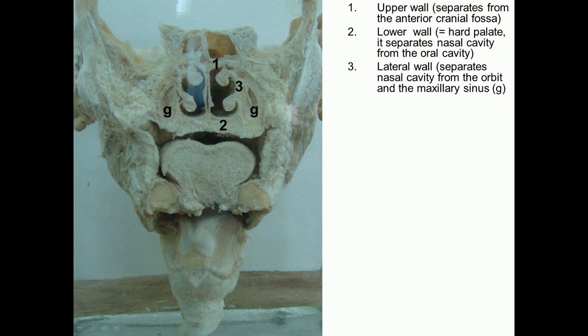And now we understand that the maxillary sinus connects and lies laterally, according to the lateral wall of the nasal cavity. So, three walls. Now the fourth wall.